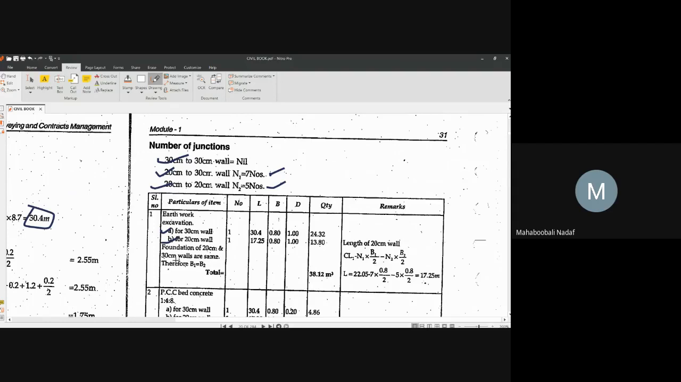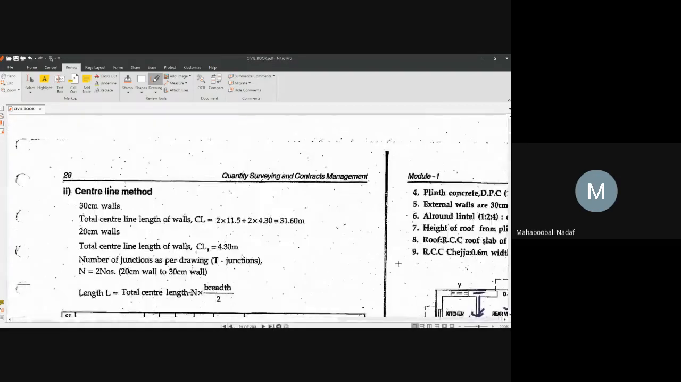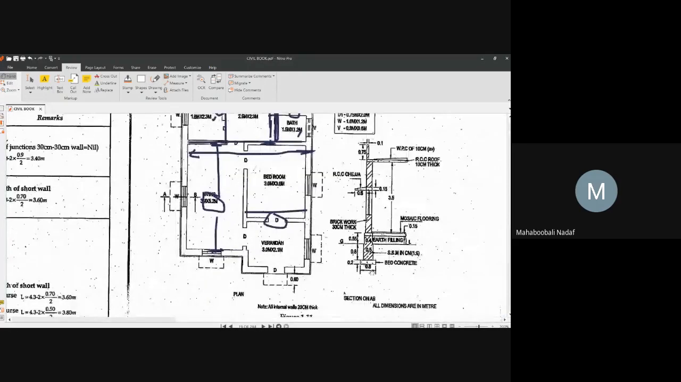Clear, na? So now in this diagram, where is the previous one? What is the length and width in the cross section? Can you see? What is the width of excavation? 0.8. What is the height of excavation from ground level to here? 1 meter, sir. From here to the bottom of the excavation is 0.8 plus 0.2. It is 1 meter. Correct?